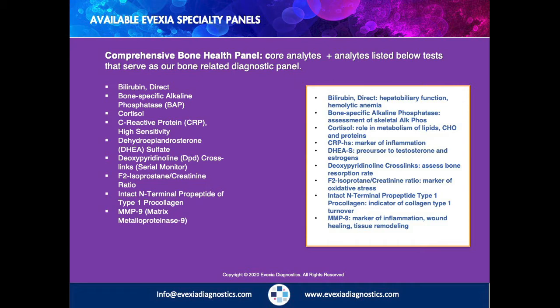Next is high sensitivity C-reactive protein. Now, this is a protein that's made by the liver and is increased in the blood in association with inflammation somewhere in the body. Now, as it relates to bone health, fracture risk increases with increased CRP, so one should keep that in mind.